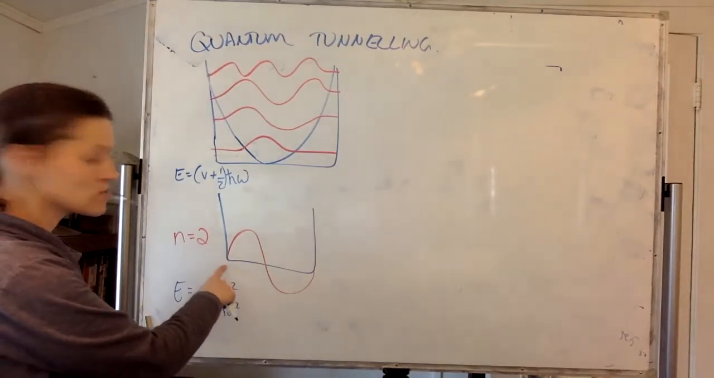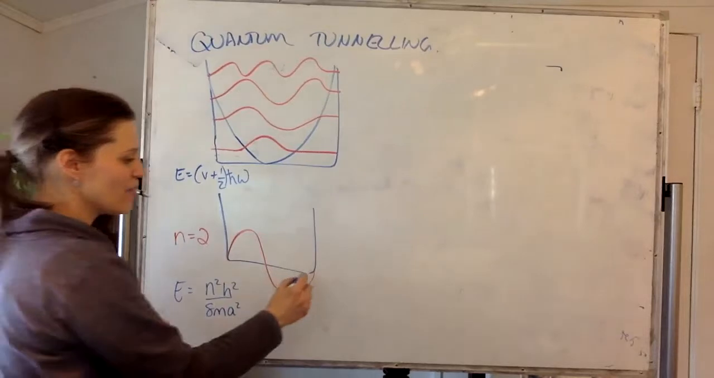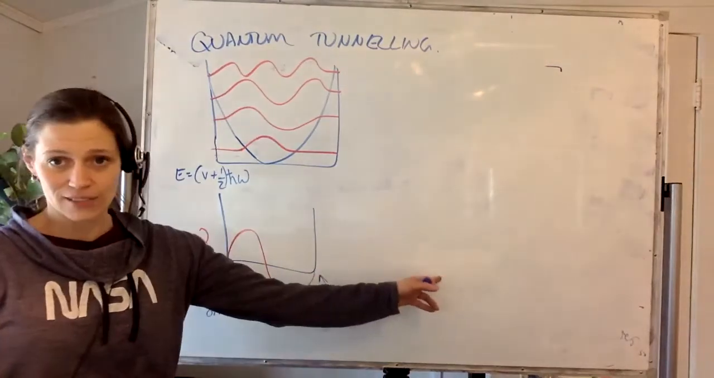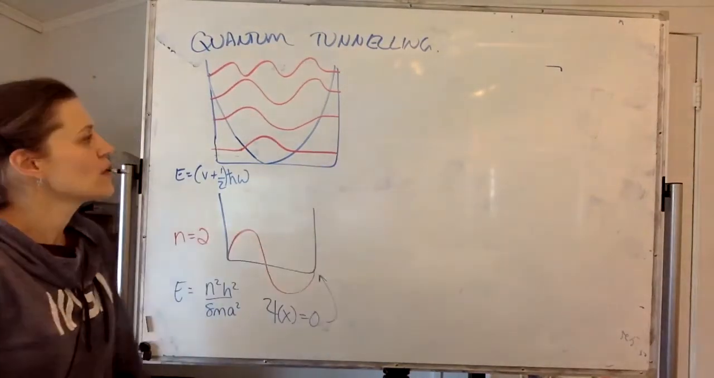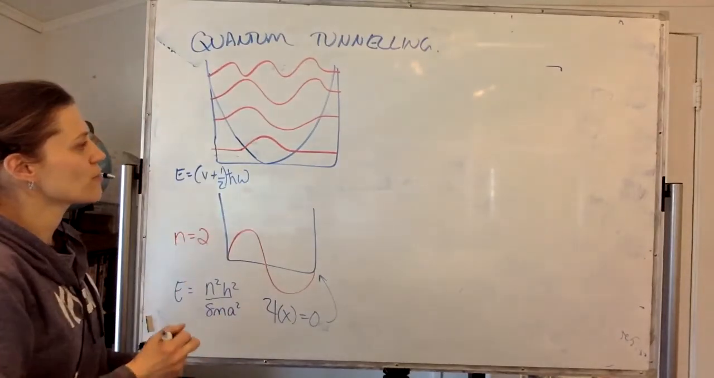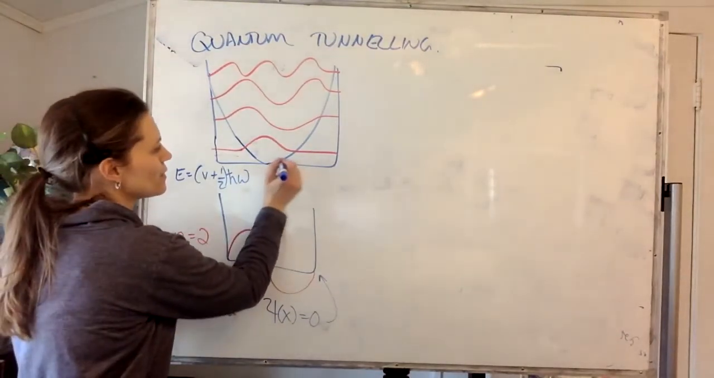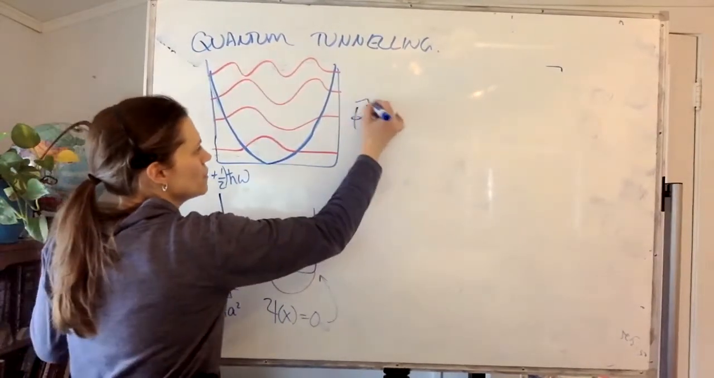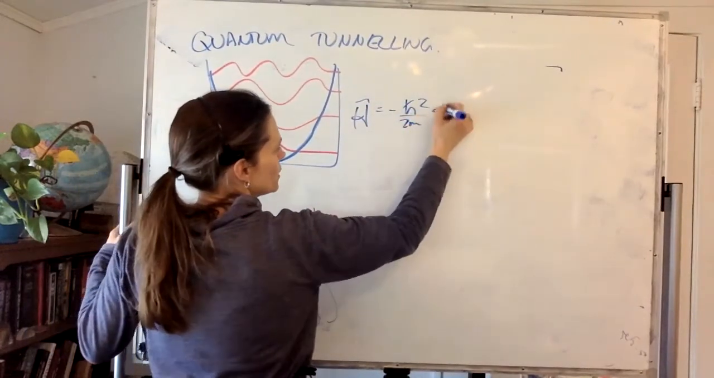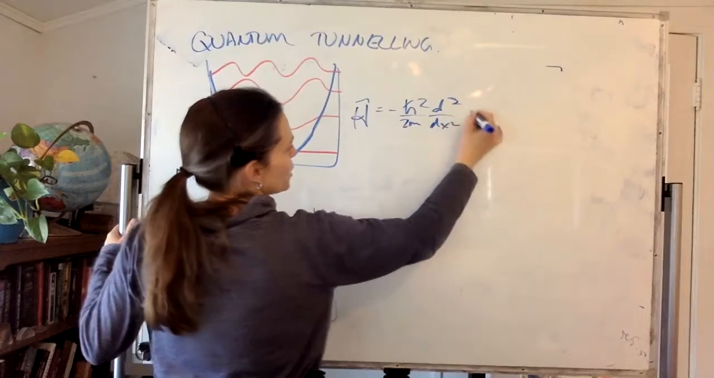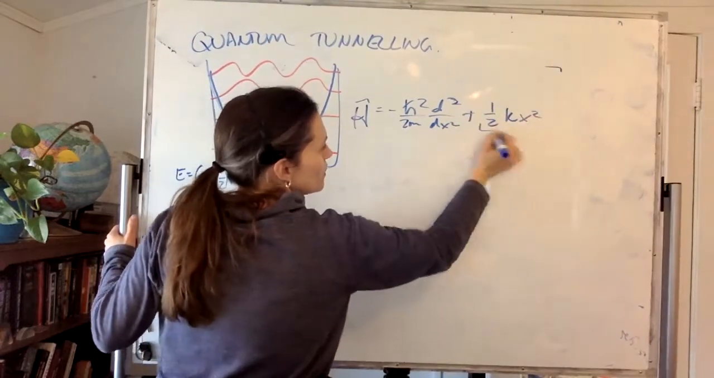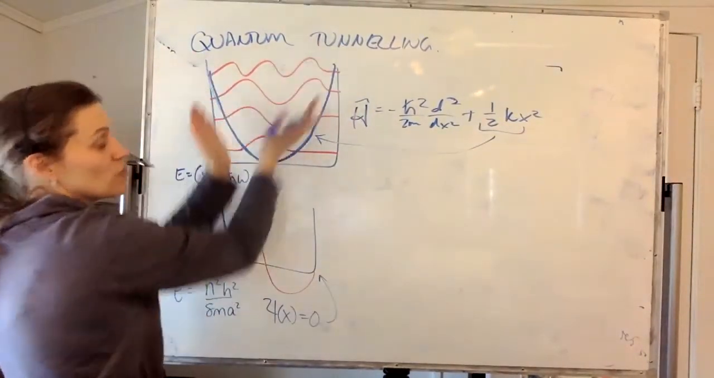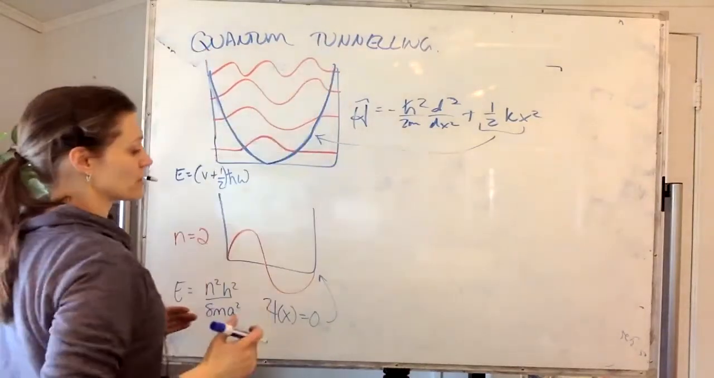This wave function has restrictions on it: psi of x equals 0 at the boundary. It cannot exist outside the potential. For our quantum oscillator, however, the potential barrier is really what's dictated by the potential energy. Remember, for the Hamiltonian, we had minus h bar squared over 2m d squared dx squared plus 1/2 kx squared. This 1/2 kx squared is the potential that's restricting the wave function and dictating what the higher energy states are going to look like.